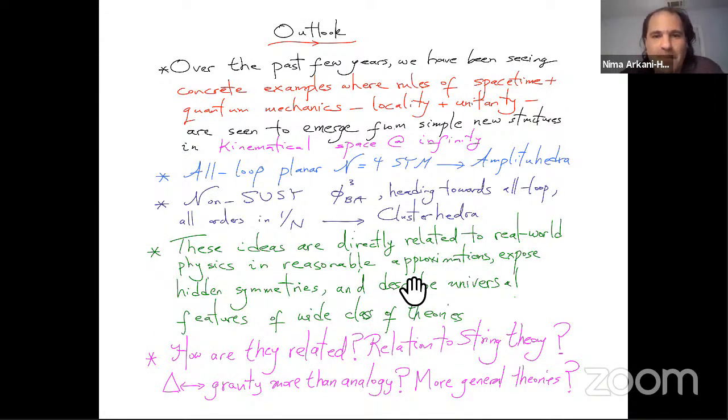Just the general outlook: over the past few years, we've been seeing quite concrete examples where the rules of space-time and quantum mechanics, locality and unitarity, as concretely showing up in locality and unitarity of scattering amplitudes, are seen to emerge from some simple new structures and questions that you can ask directly in kinematical space at infinity. This was, as I said, first seen in the case of all loop planar N equals 4 super Yang-Mills and the story of the amplituhedron.